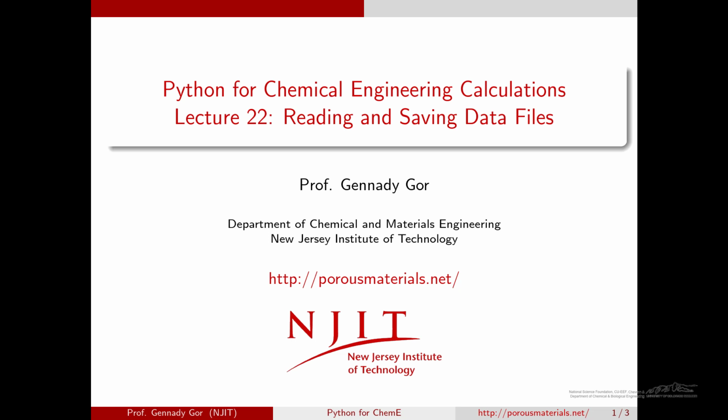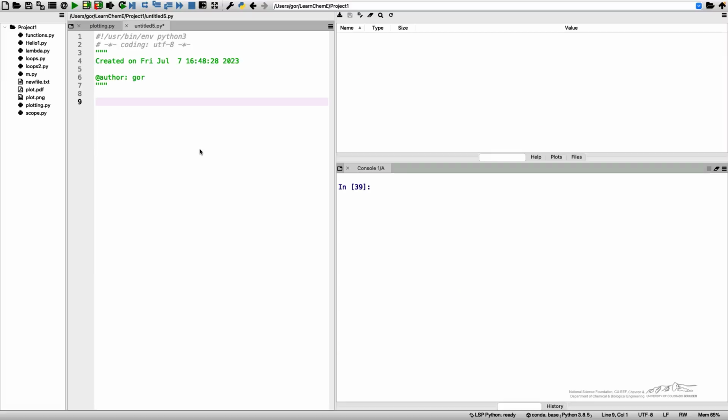In this video, I'm going to talk about reading and saving files, specifically data files, files which we can then convert to NumPy arrays or vice versa, NumPy arrays which can be saved as files. There are several ways to do it, and I'll show you the simplest one. We'll start, as usual, by importing NumPy.